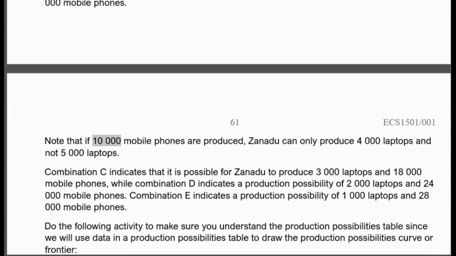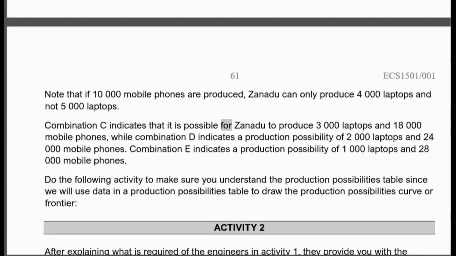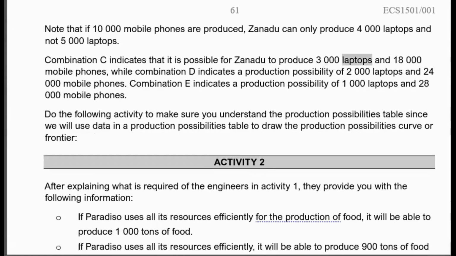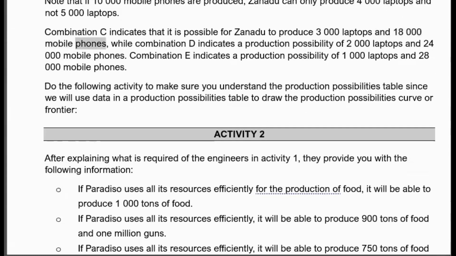Note that if 10,000 mobile phones are produced, Xanadu can only produce 4,000 laptops and not 5,000 laptops. Combination C indicates that it is possible for Xanadu to produce 3,000 laptops and 18,000 mobile phones, while combination D indicates a production possibility of 2,000 laptops and 24,000 mobile phones. Combination E indicates a production possibility of 1,000 laptops and 28,000 mobile phones.